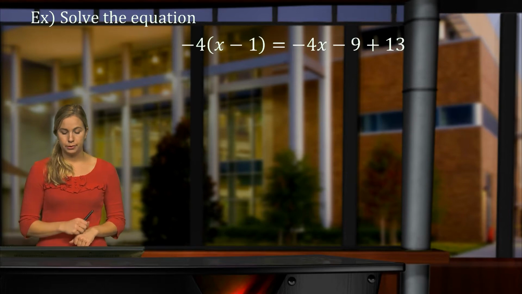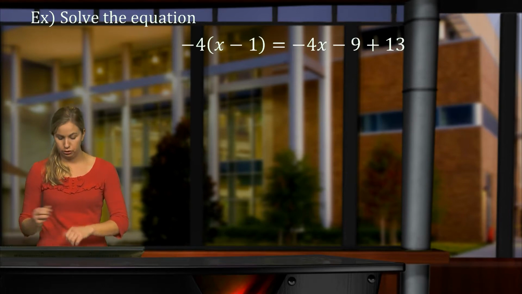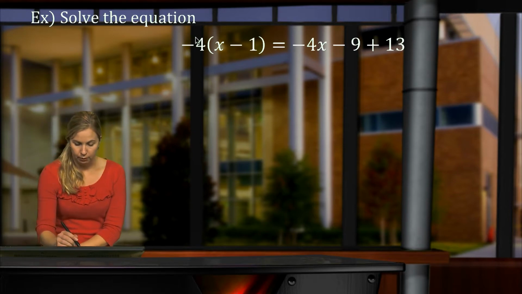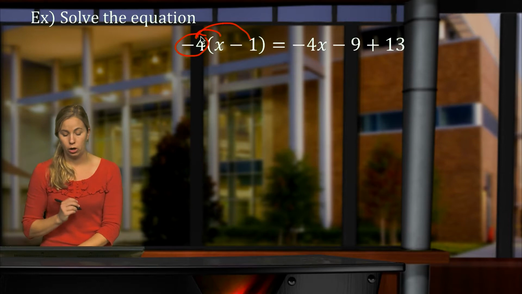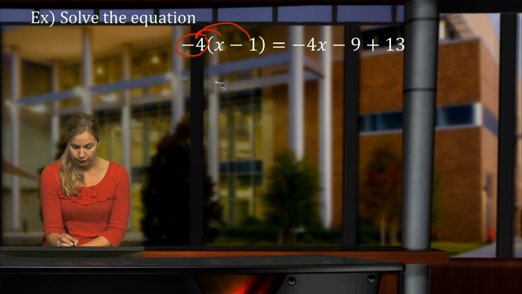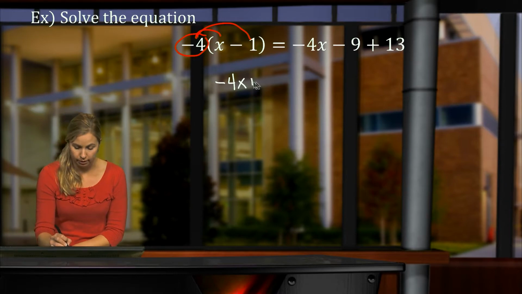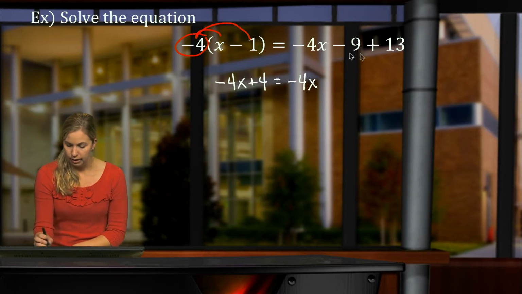Negative 4 times quantity x minus 1 equals negative 4x minus 9 plus 13. Again, we'll start by distributing that negative 4, the whole coefficient, the negative 4, into the parentheses. So we have negative 4x, negative 4 times negative 1 is positive 4, equals negative 4x, negative 9 plus 13 is positive 4.